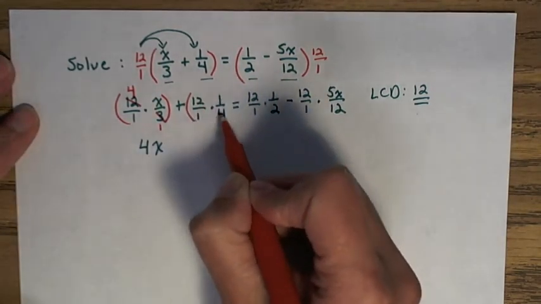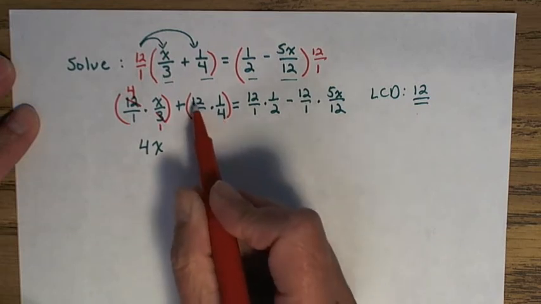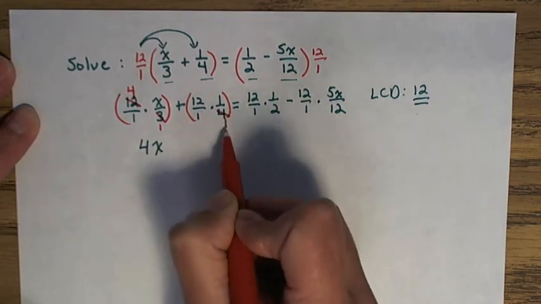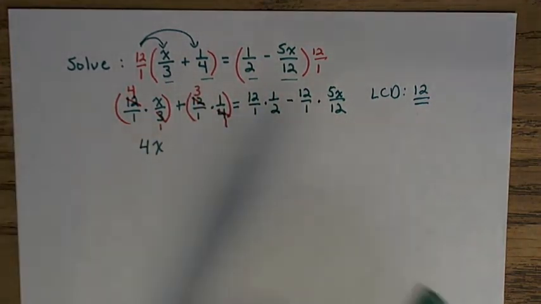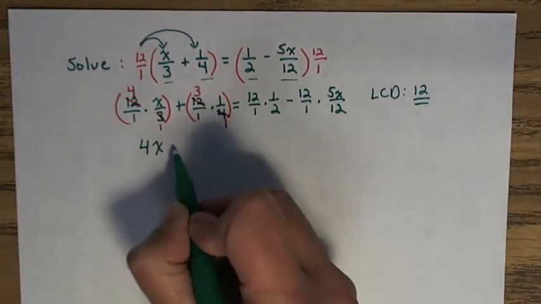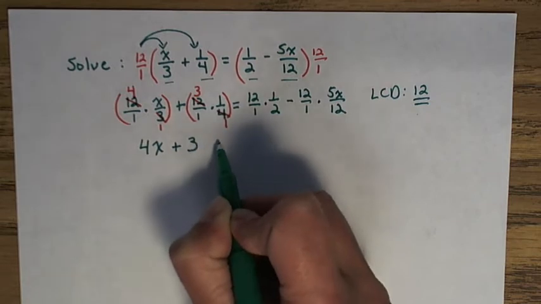Now let's look at the next two fractions. 12 over 1 times 1/4. Again, I can cross-reduce. 4 goes into 4 once, 4 goes into 12 3 times. 3 times 1 is 3, and I end up with 4x plus 3.